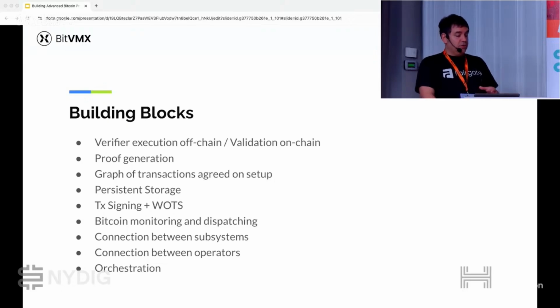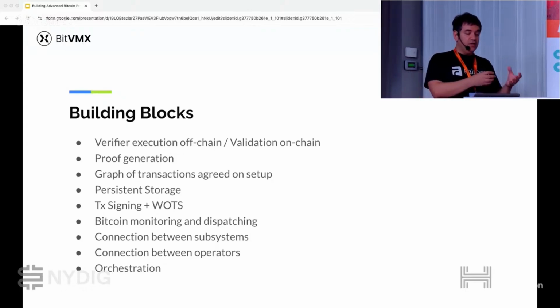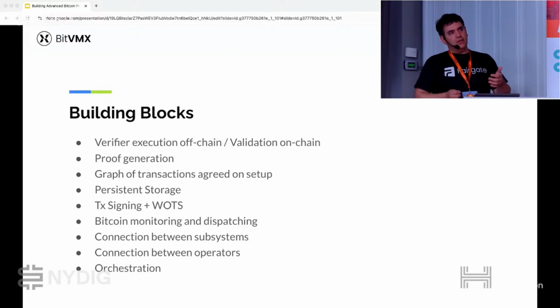So for the building blocks of BitVMX, we needed something to run the off-chain verification execution of the information of the parties. We need something to have the validation on chain. We need something to help with the proof generation. We're using RISC0 to generate the proof, but the time to generate the proof may take hours. So how this connects in the architecture to generate the proof, get the information back, and put it as part of the input of the program is important.